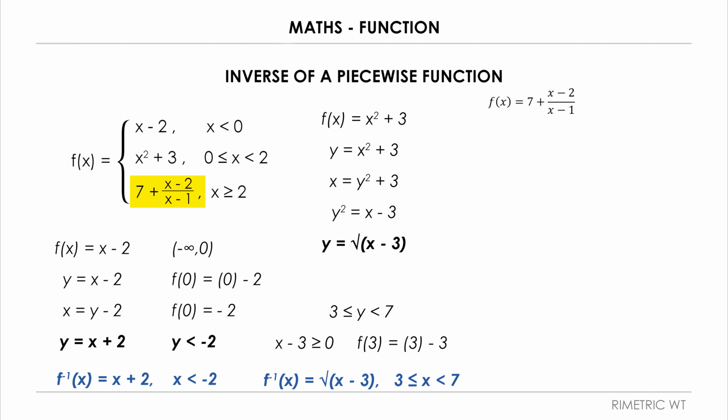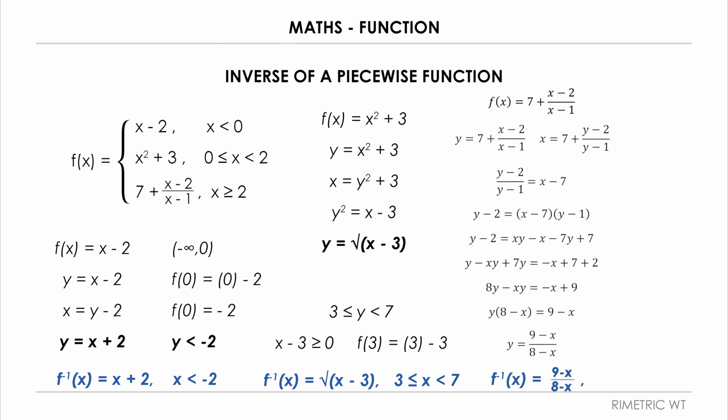Finally, we have the rational piece. When we invert it, as shown here, we obtain f inverse of x equals 9 minus x over 8 minus x. Now, we need to determine its domain. The original rational piece starts at x equals 2. When we substitute x equals 2 into the original function, we get f of 2 equals 7.